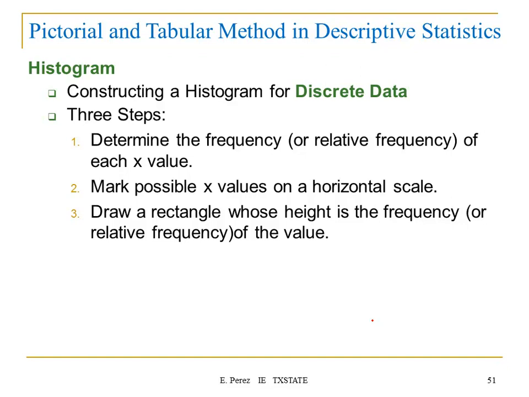So if you want to build a histogram based on discrete data, these are the 3 steps. Determine the frequency of each value. So if you have 3, 6, and 7, how often you have those numbers. If you are throwing a dice, how many times you get the value of 1, the value of 3, the value of 6. That type of information. Mark possible x values on a horizontal scale, and then draw a rectangle whose height is the frequency or relative frequency of the value.